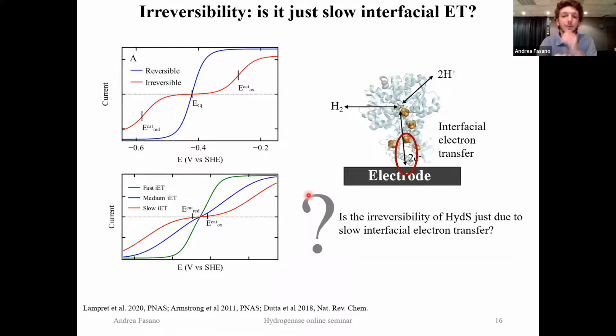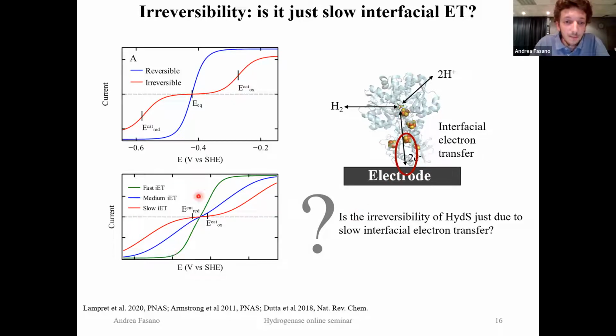But before going to that part, we need to go a little bit back and remember that we're doing protein film electrochemistry. So there is one more electron transfer step that we need to take into account, called interfacial electron transfer step between the enzyme and the electrode.